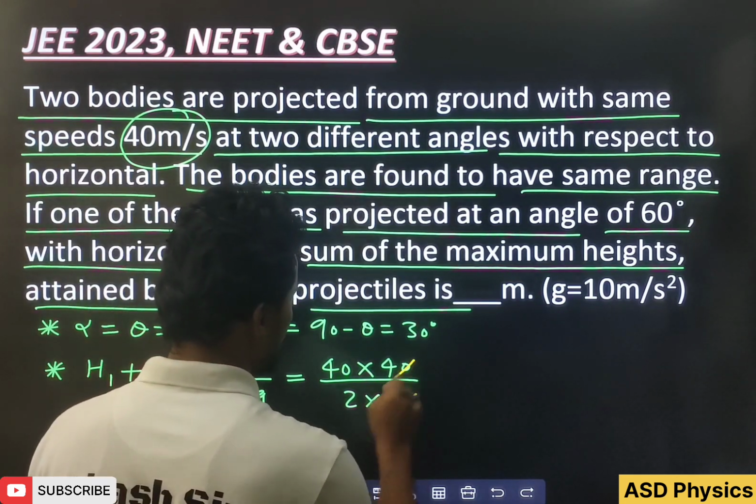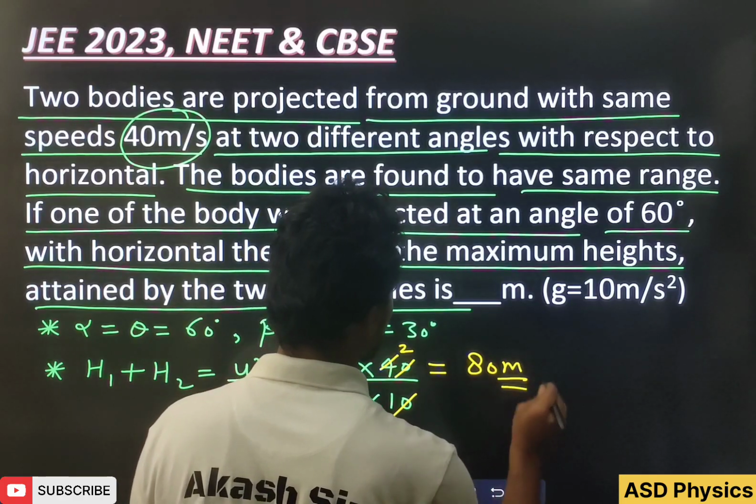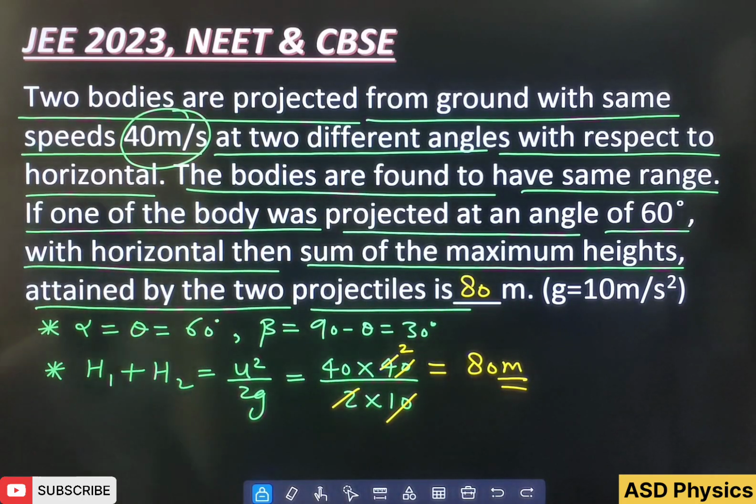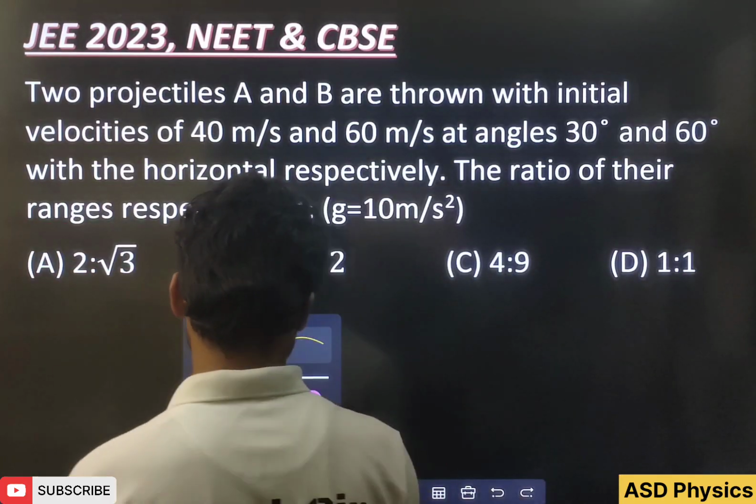So see here, this 0 cancels, 2 2 is 4, so 40 into 2, what is coming here? 80 meter. Formula, remember that h1 plus h2 is u square by 2g. Okay, great. Next, let's go through it.